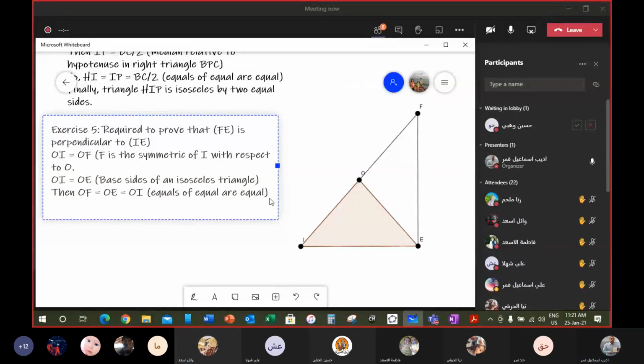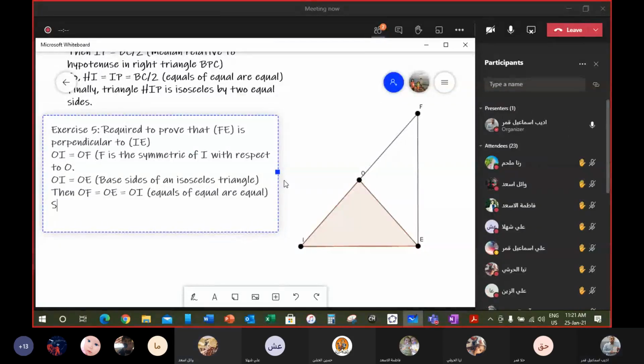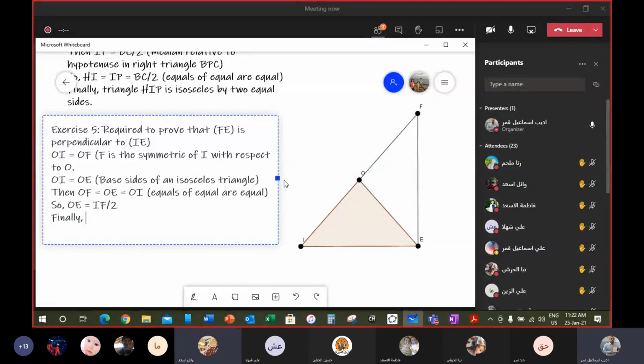كمل يا وائل. Then OE هي نص لل IF. فإذا OE equal نص ال IF, equal IF over 2. So then the OE is the median relative to IF. Finally, median relative لل IF. Yes.